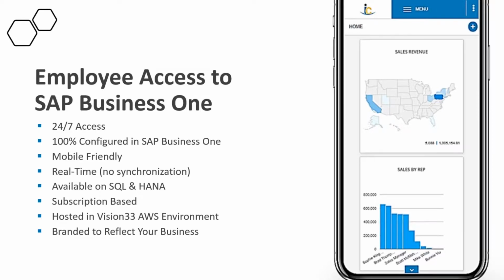And then most importantly, it can be branded to reflect your business. So here at Vision 33, we use this tool ourselves internally. We've got some different styling on there as well. So there's a consistent look and feel with the Vision 33 brand and what we do as an organization. And here you see, of course, a snippet of what that would look like on an iPhone, for example.